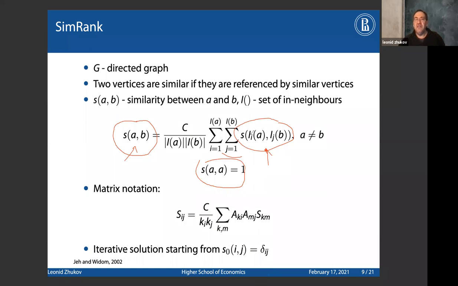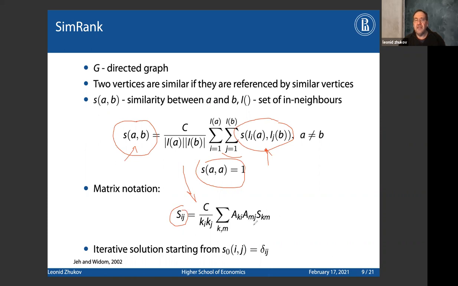Then if we take this expression and put it into matrix notation, we'll get this type of equation, right? So it is the pairwise similarity between two nodes, and it's a matrix now, instead of PageRank, which was a vector, because PageRank would give you one value per node. Here it's one value per pair of nodes. So it's a matrix.